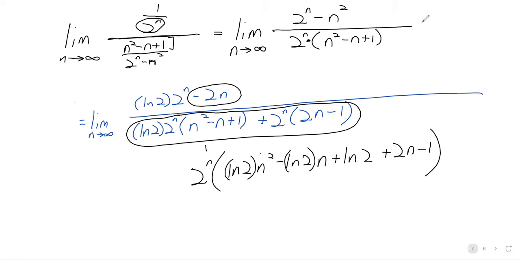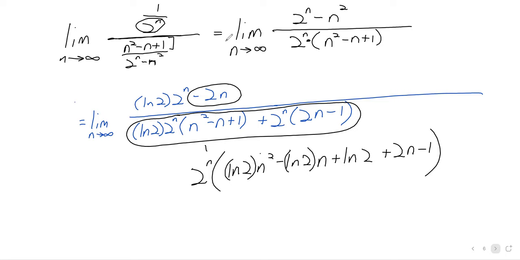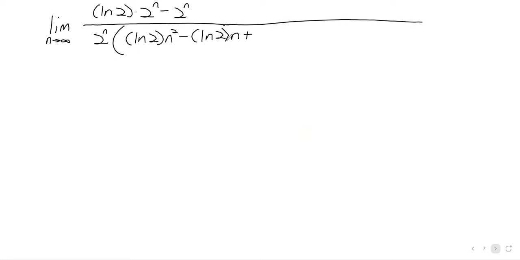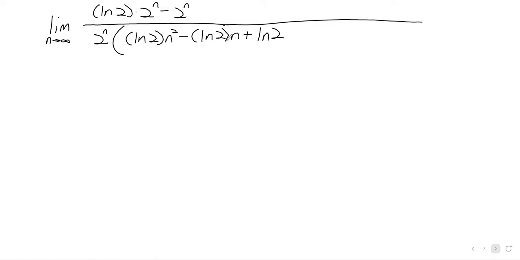Now this bottom is going to be lengthy. ln 2 times n squared minus ln 2 times n plus ln 2 plus 2n minus 1. Again, this is infinity over infinity.